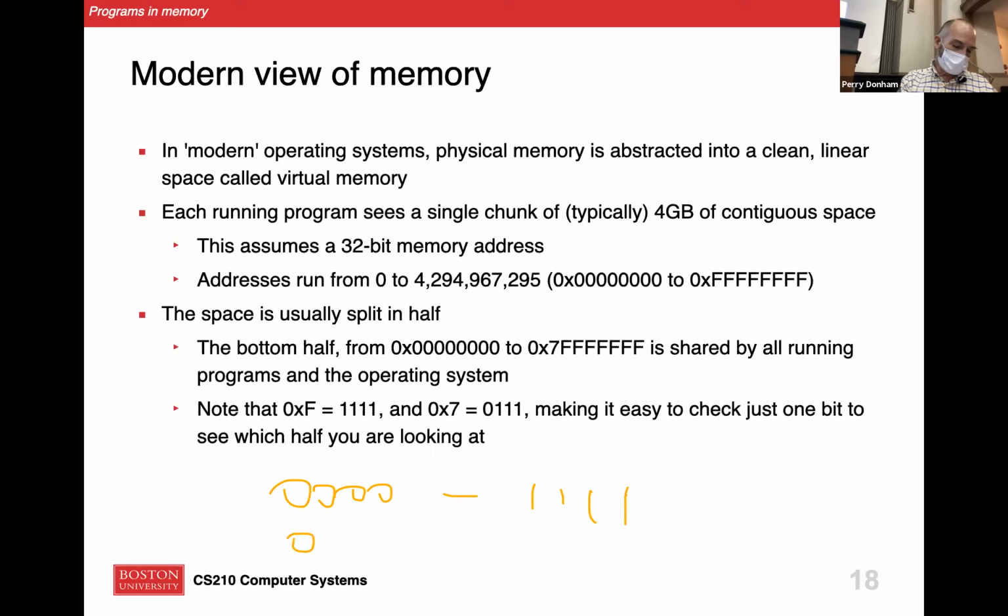So if I get to here, that's 7. What's the next value up? The next value is going to be 1, 0, 0, 0. I'm just watching this bit. So if that bit is a 0, I'm in one half of the space. If that bit is a 1, I'm on the other half of the space.